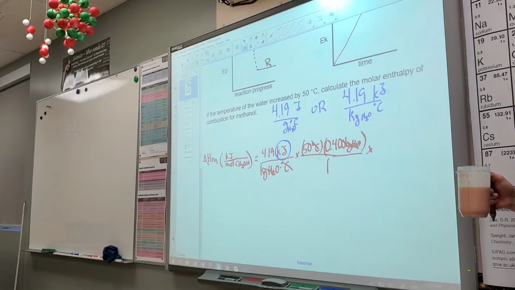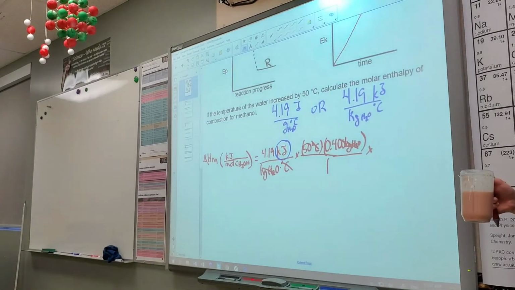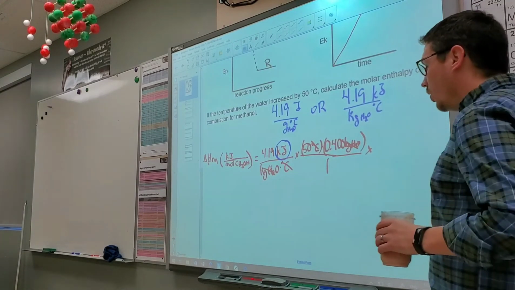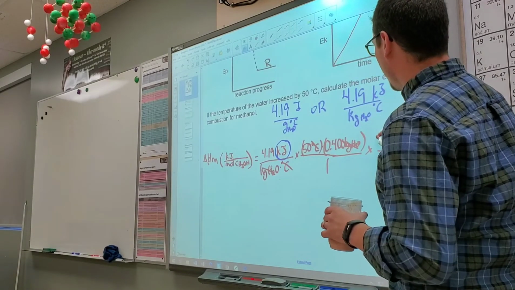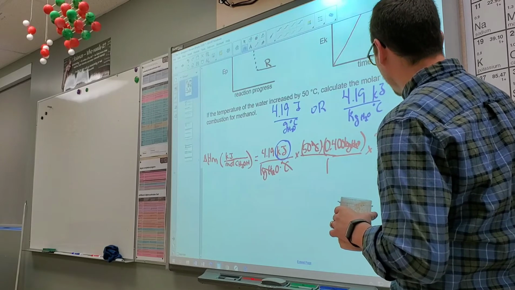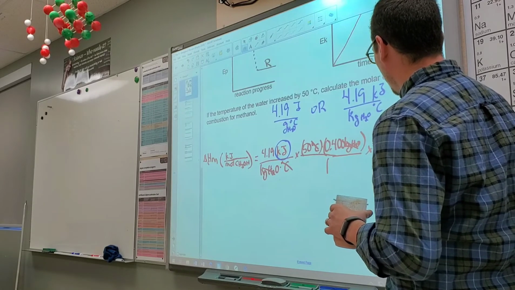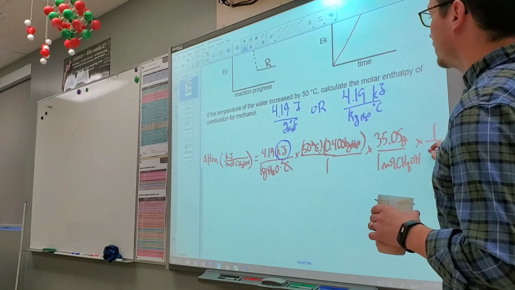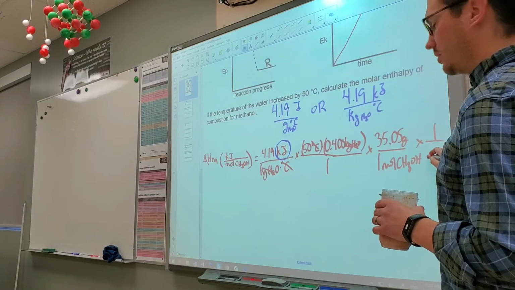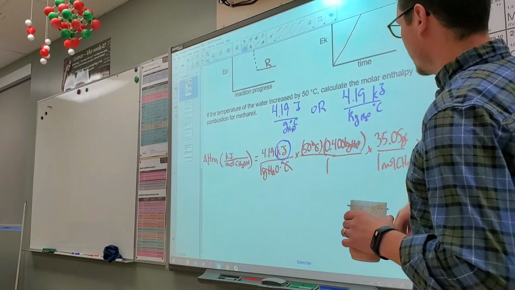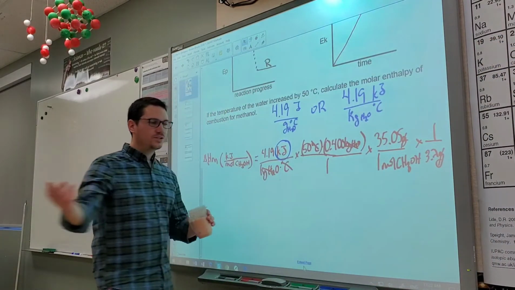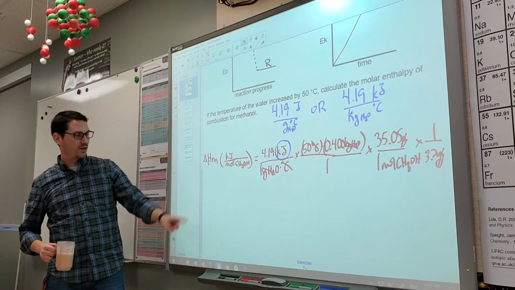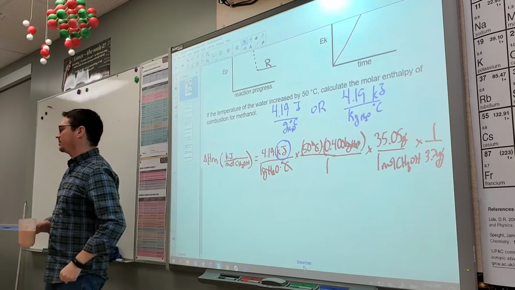But we don't want energy released, we want molar enthalpy. So what do you have to do now? You've got to use molar mass and cancel out grams. Good. So it's 35.05 grams per 1 mole of CH3OH. And then we're going to cancel it out with 3.7 grams. Yeah, 3.7 grams. Grams, you get moles. Good. So go ahead, do that on your calculator and try to figure out what it is. I apologize, I started to run out of room because I went pretty hard at the beginning.